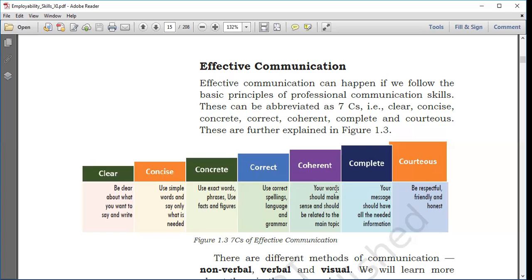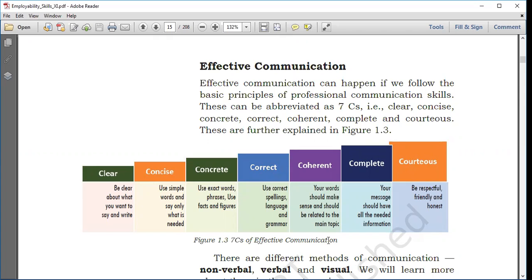Next is coherent. Your words should make sense and should be related to the main topic, right? So whatever you are speaking, it should be sensible, and moreover, it should be related to the topic on which the communication is taking place, right? So related to topic बोलो, जो point आप convey करना चाहते हो, whatever you are saying should be just near to that point only, right? You should not talk irrelevant.